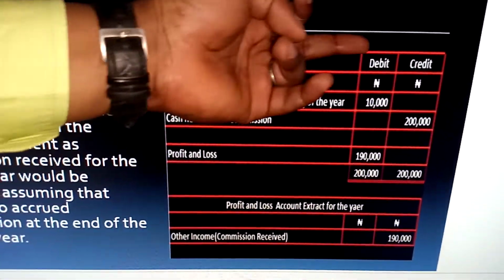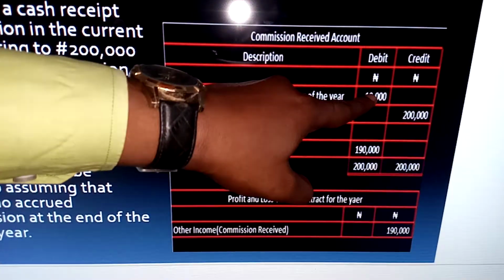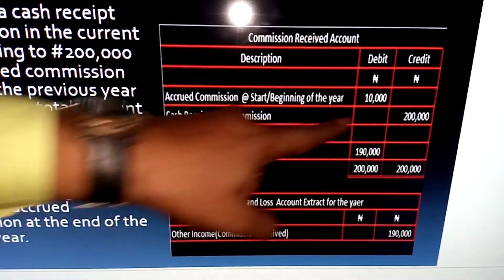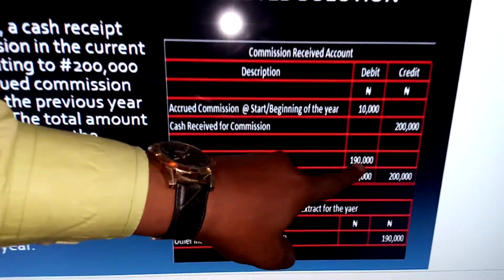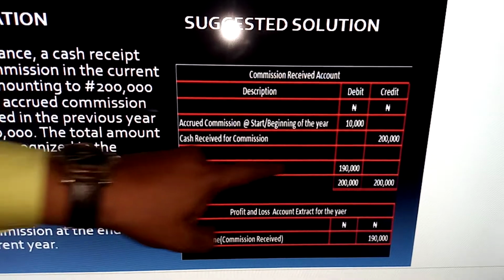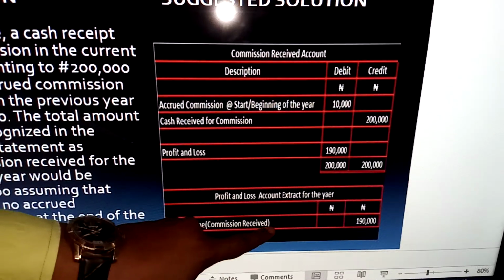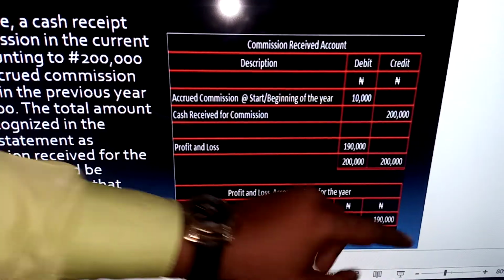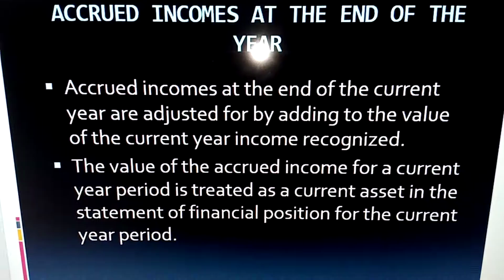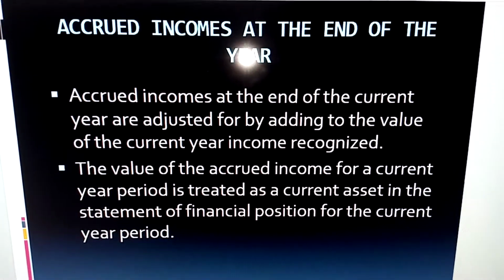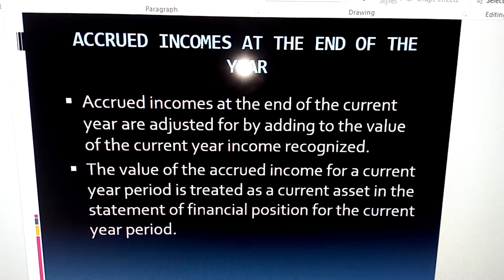We have commission received account here. So we have accrued commission at the beginning of the year, 10,000. Cash received for commission, 200,000. So the difference is 190,000. That's the profit and loss account. You can see it here. Other income, commission received, 190,000. So basically, it's just applying the rule.